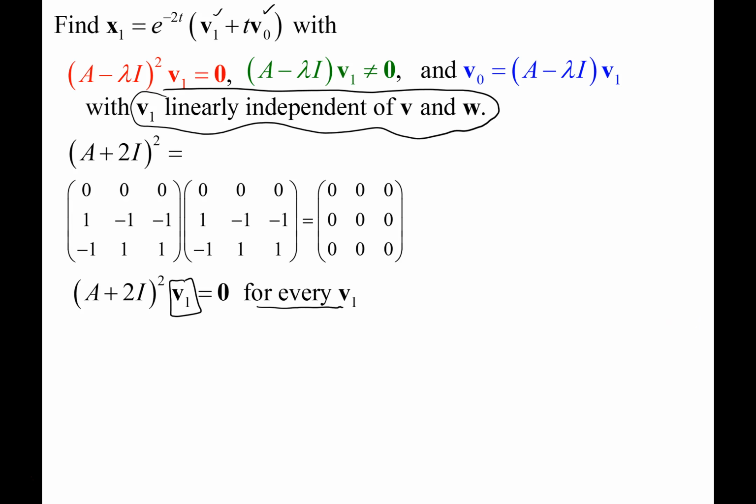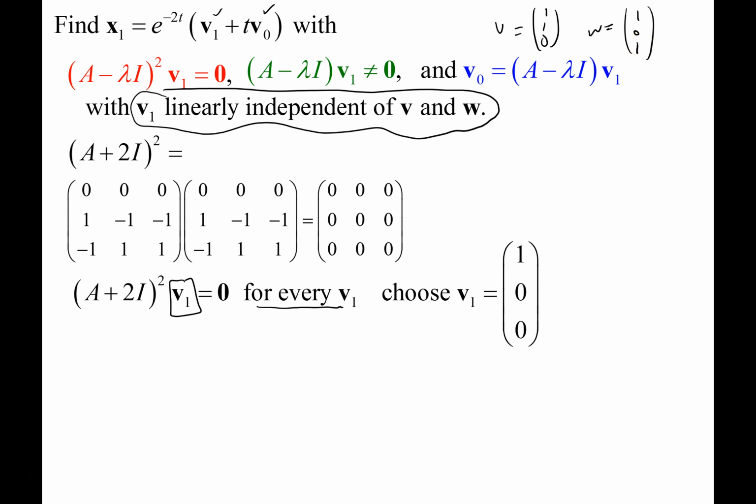So when we go pick v1, we want to make sure we don't get a combination of those. It's totally freedom of choice here. Just make sure that it doesn't become a combination of v and w. And so if we choose it to be (1, 0, 0), there's no way to combine v and w to give you that. And we'll check that by doing this second equation here, to make sure that A minus lambda I v1 is not 0.